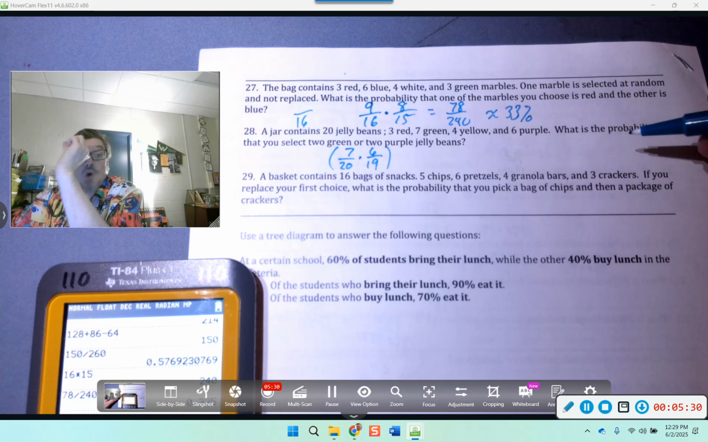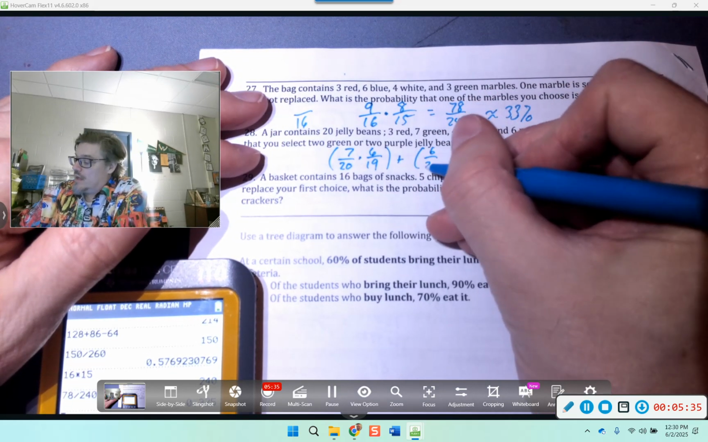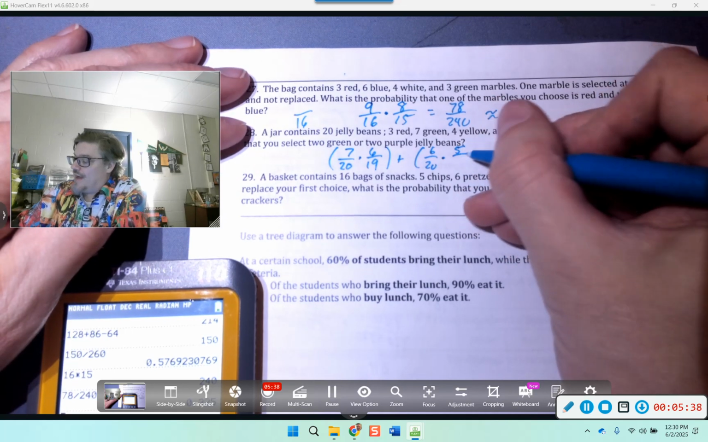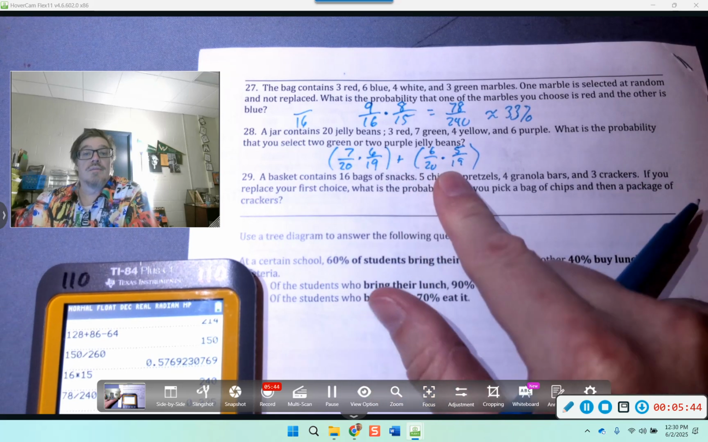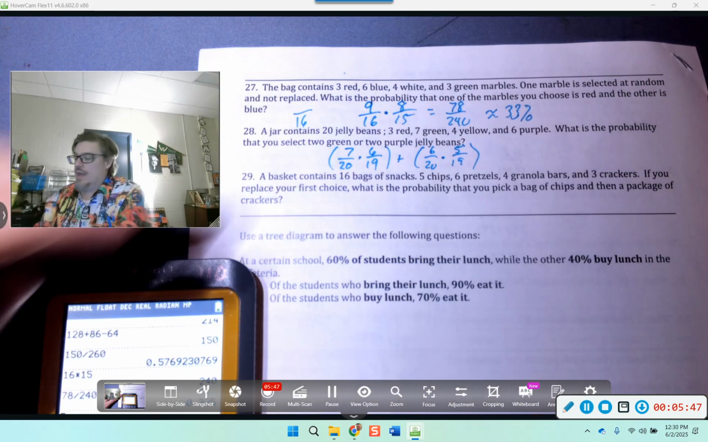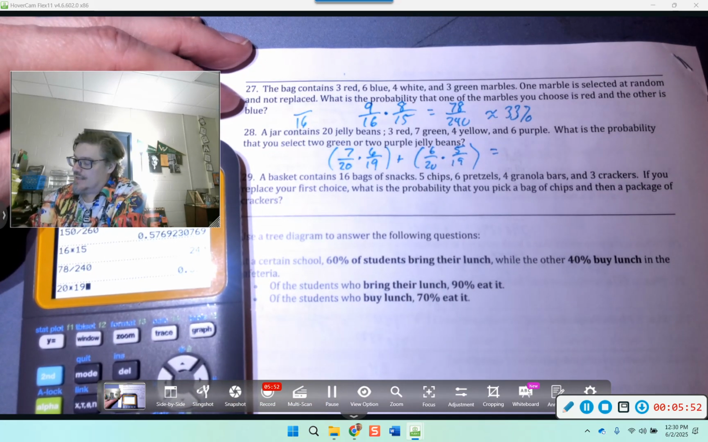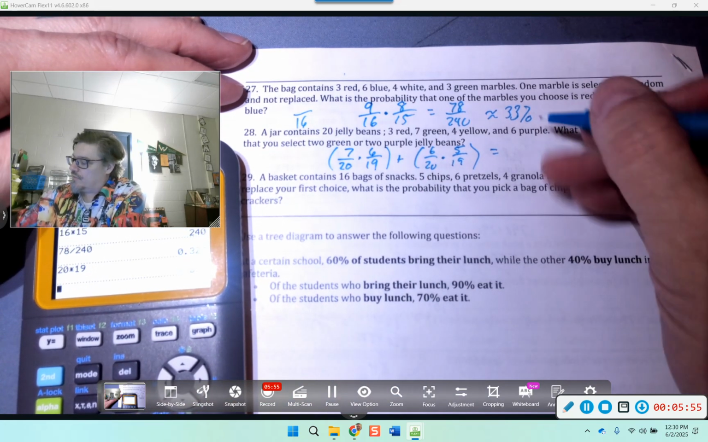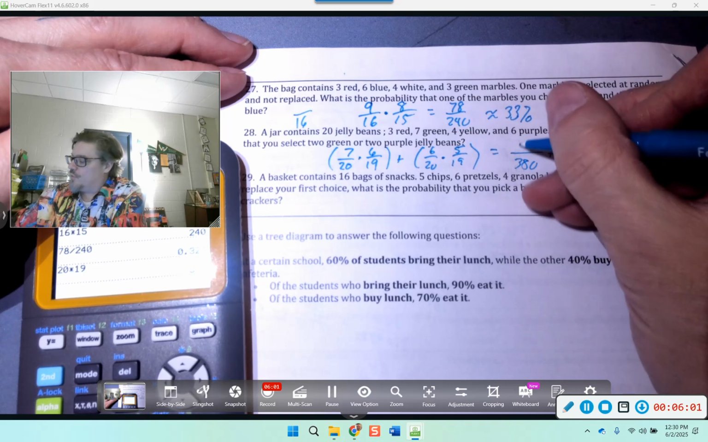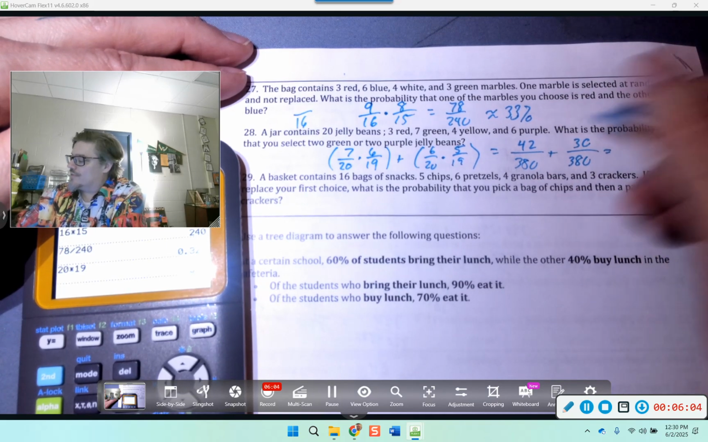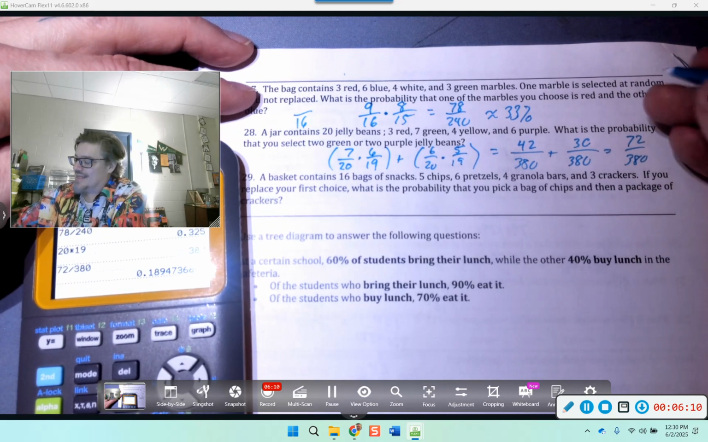Now it says or, so let's get the 2 purples. So now we've got 6 out of 20, but then we're going to multiply by 5 out of 19. So this is the green and this is the purple. We're going to add those 2 together and see what we get. They're both going to be 20 times 19, which is 380. So 380 plus 380. That's going to be 42, and that will be 30. So add those together, you're going to get 72 out of 380. And 72 divided by 380 is about 19%.